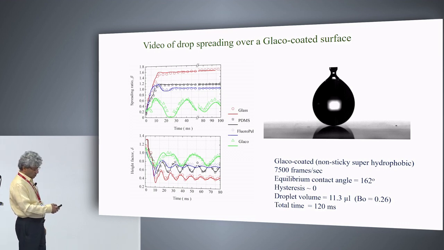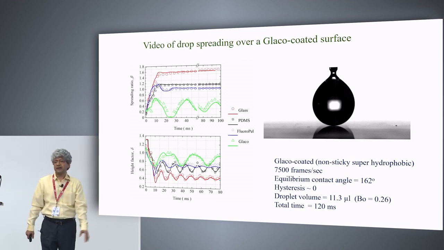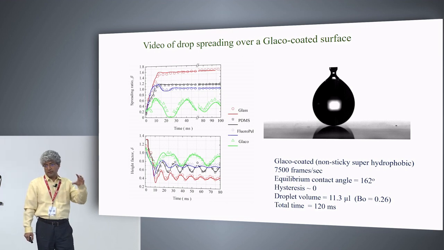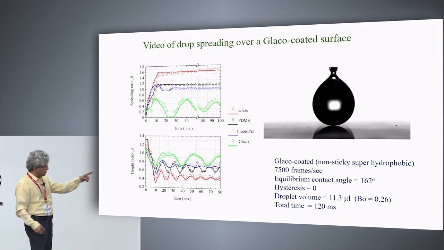So let me show a short video. This is for a Glaco coated surface, which is super hydrophobic, low hysteresis. Here you will see that the drop spreads a little bit. It's forever moving, and there is also a recoil during the spreading process.